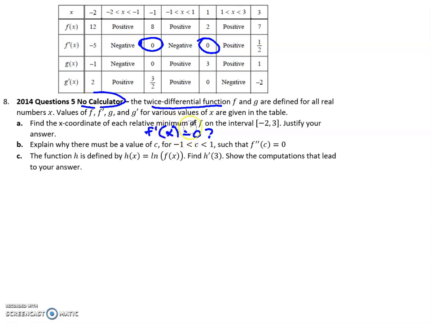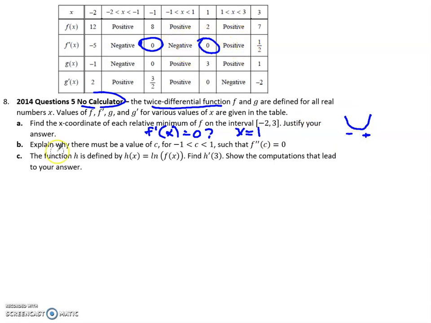Well, to be a minimum, remember, you needed to be decreasing and then increasing, or have a negative slope and then a positive slope. So I need to have a negative value switching to a positive. The only time I have that is right here. So the only place I have a minimum would be at x equals 1. And your justification could be to show that it has a negative slope or is decreasing right beforehand and increasing right afterwards.